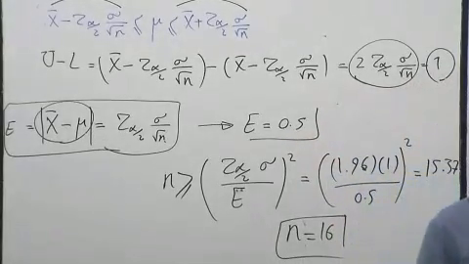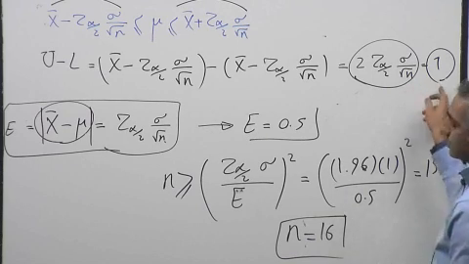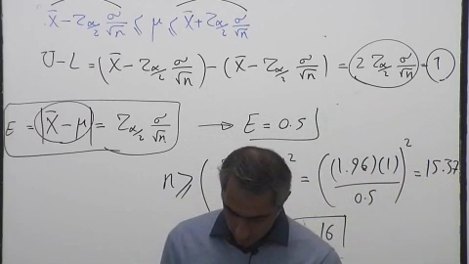Go ahead. Couldn't you solve the 2z times sigma over root n, and set that equal to 1? So if you solve that for n, you also get 16. Yeah, you're right. That's much easier. I guess the book wanted to use this as an example of error, so it wanted to show that error is involved here. But I guess you're right. You can solve this one for n and then get the same result. It's a very lousy example, I would say.